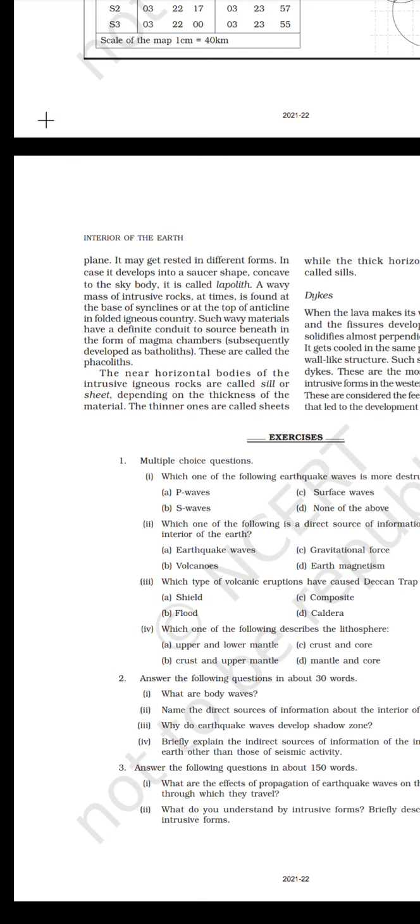Dikes. When the lava makes its way through cracks and fissures developed in the land, it solidifies almost perpendicular to the ground. It gets cooled in the same position to develop a wall-like structure. Such structures are called dikes. These are the most commonly found intrusive forms in the western Maharashtra area. These are considered the feeders for the eruptions that led to the development of the Deccan Traps.